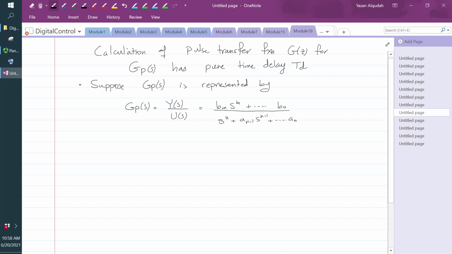Now this is what we've been dealing with all along. The new thing that we're going to add is a delay, e to negative Td multiplied by S. And therefore, I'm going to write this as GP, no delay, of S multiplied by e to negative Td multiplied by S. So what happens if the transfer function that you're trying to design the controller for has a delay?